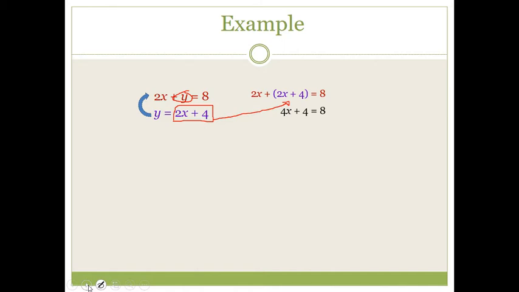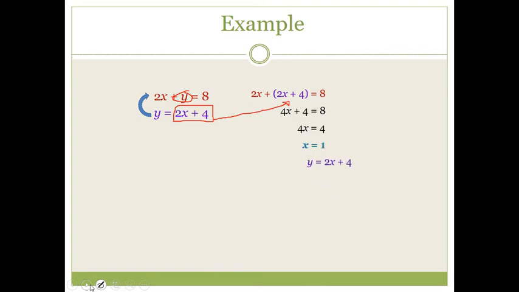And when we have an equation that just has one variable, we can solve for that variable. Alright, so in this case, I have like terms, 2x and 2x, which add to 4x. And now I have a two-step linear equation that I can solve using inverse operations. So in this case, I subtract 4 from both sides. And then finally I divide both sides by 4 to get 1.